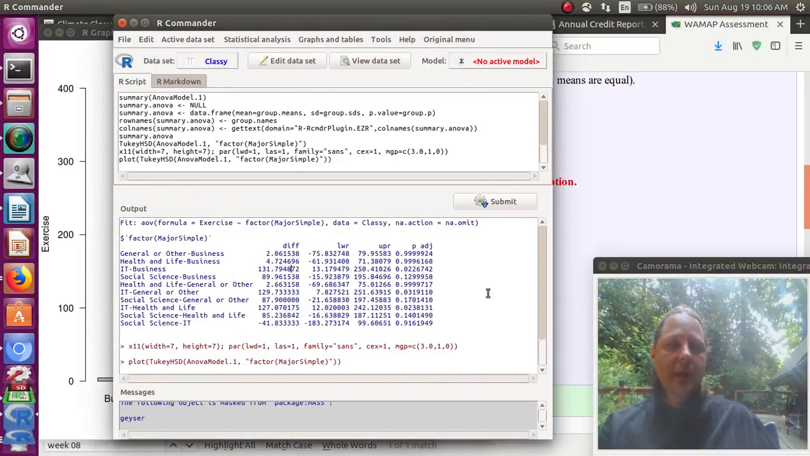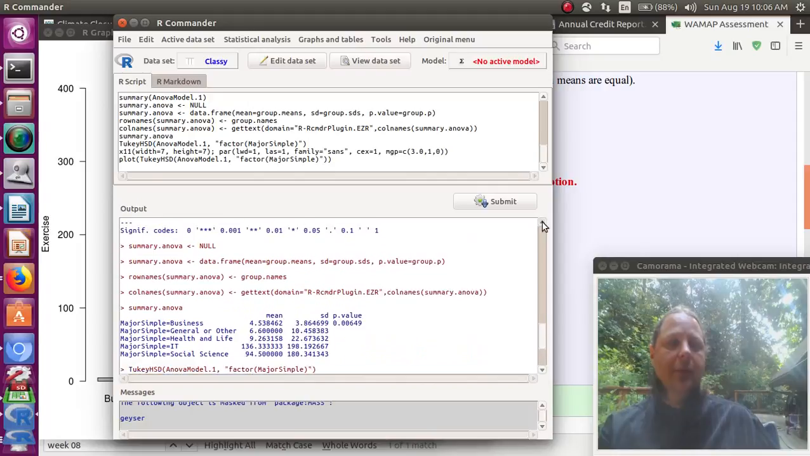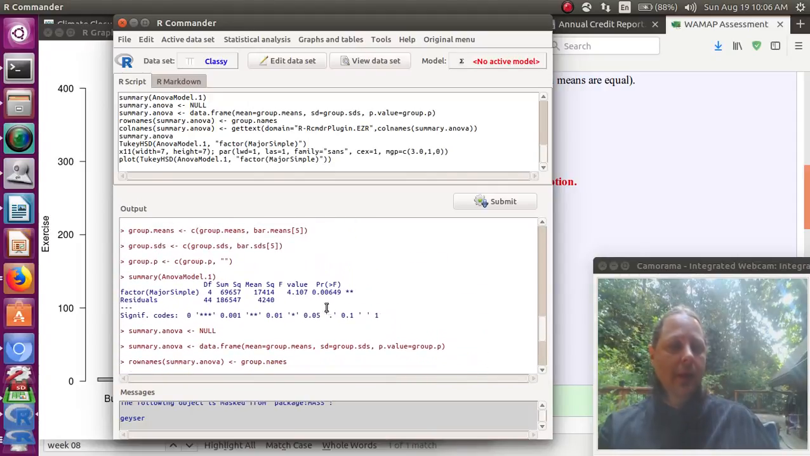So it gives me the last stuff first, so I'm going to scroll up to get to the ANOVA table. ANOVA summary table is what I need to find right now. And there it is. So there's my F is 4.107.